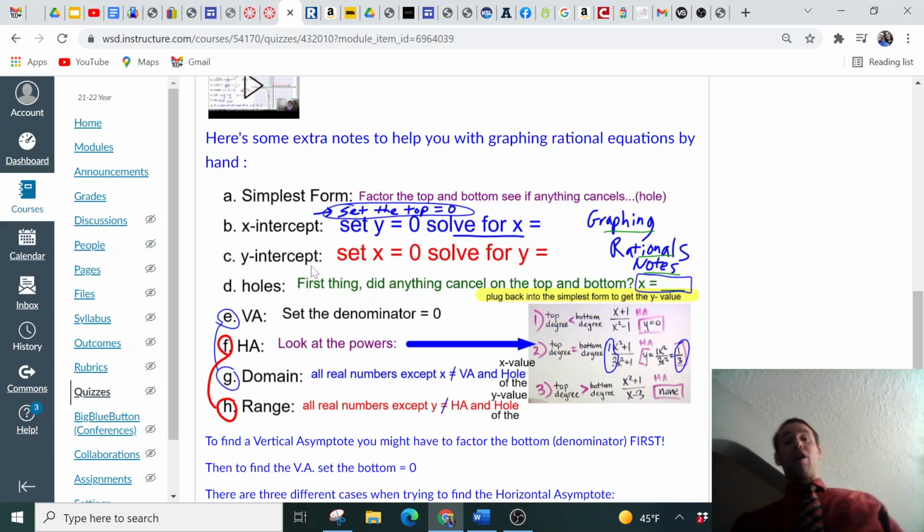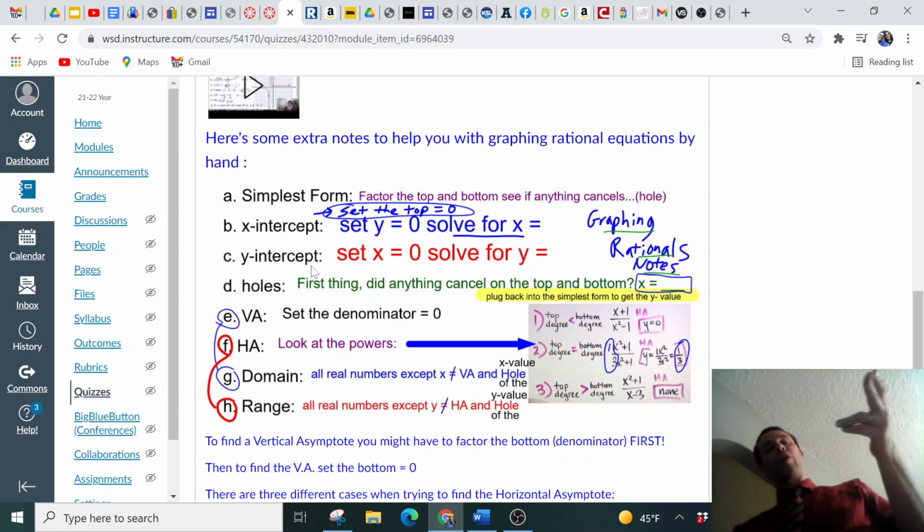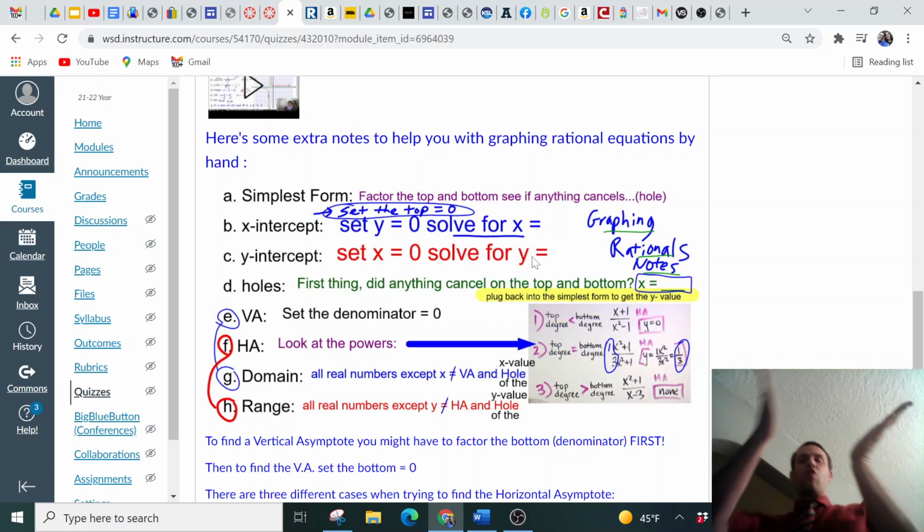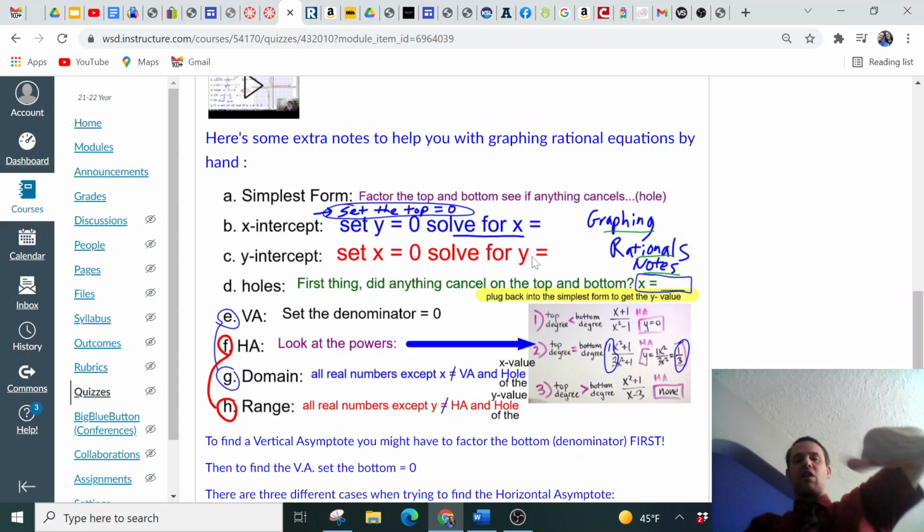The y-intercept, you are going to set x equal to 0 and plug it into the equation and get the y value. Those 2 things are going to help you to know if you're graphing it here or here, between the vertical and horizontal asymptote. So definitely those are your key to help you.